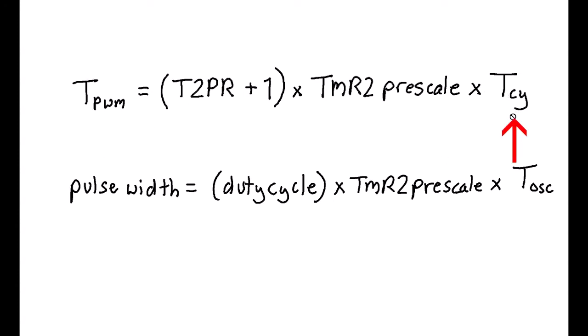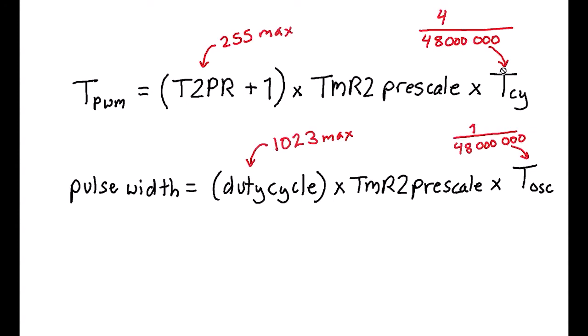TCY is just your instruction cycle. So that's set by the computer chip. And I'll just put in some values here. So in our case, if you're running the chip at 48 megahertz, then TCY is going to be 4 over 48 megahertz. So this is a set value. This is something we are aiming for. We know what we want here. So we have two unknowns. We've got this T2PR and this TMR2 prescale value, which we get to choose.